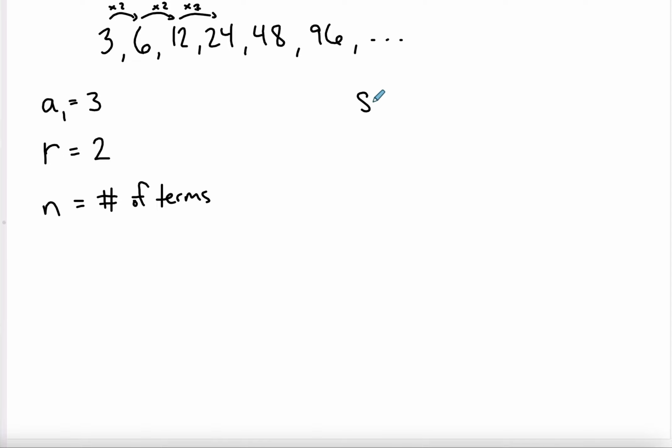When we are looking at a sequence, we have the following formula. A sub n, so the nth term, the term at the nth location. So if you're looking for the 100th term, but you don't want to write out 100 of them, you can use this formula to find it. It's equal to the first term times the geometric ratio, right? What you're multiplying by each time, and that is raised to the power n minus 1.